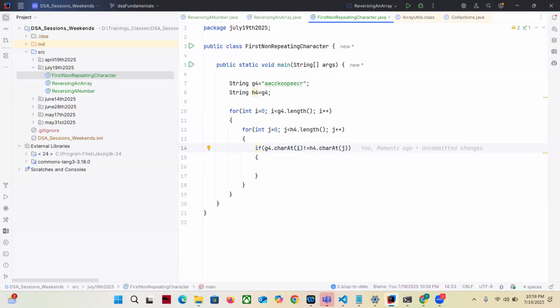Because if it is the first, it will be equal, because both the strings are the same. The next character, we check if it is the same as the first one. Here there is one more trick: the repeating character need not be subsequent. It can be anywhere.